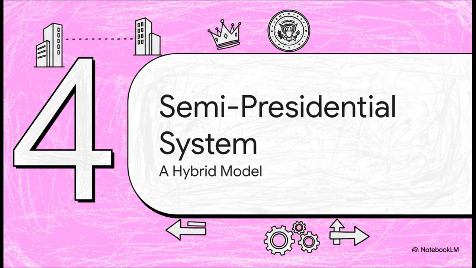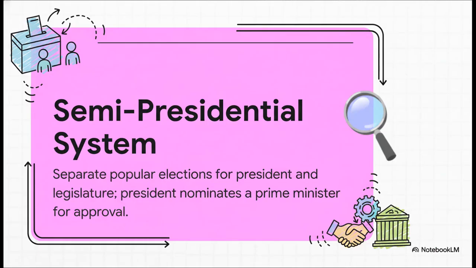Okay, so we've got fusion on one side, separation on the other. But what if you try to kind of smash them together to get the best of both worlds? Well, that's where our third model comes in: the semi-presidential system. This system is a real hybrid.